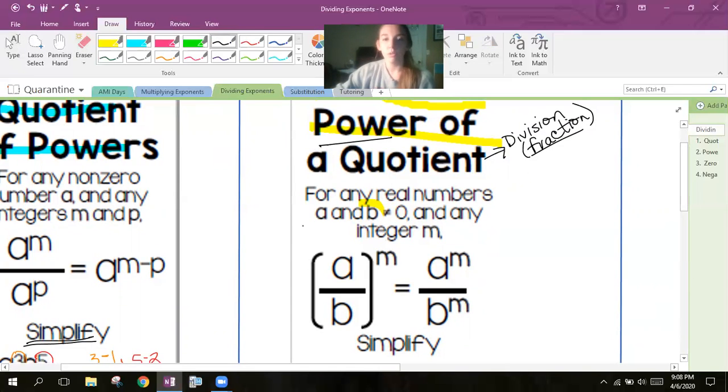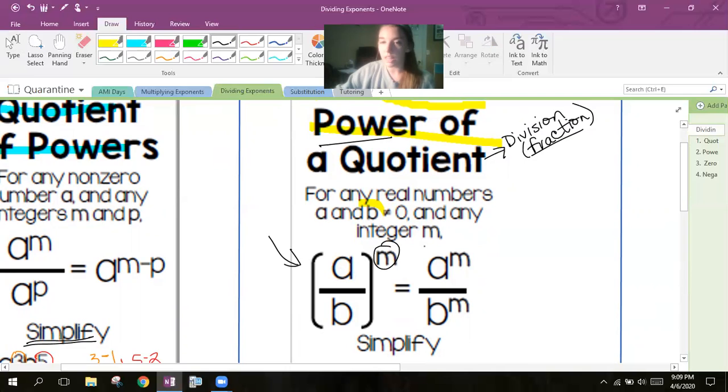Okay, so right here you can see the example that it gives you. It's written like it's a fraction. So if we knew that a equaled 1 and b equaled 2, that fraction would be 1/2, right? So it's basically just saying that you have a fraction raised to a power.